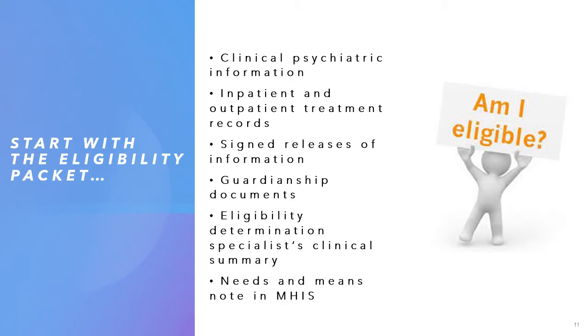The Eligibility Packet from the Clinical Authorization Unit contains important information and should be reviewed thoroughly. In this packet, there will be various treatment records such as psychiatric inpatient and outpatient information, signed releases of information, guardianship documents, and the Eligibility Determination Specialist Clinical Summary. In addition, the Needs and Means note may be included. If it is not included in the packet, a case manager can simply review the note in MHIS or print it out.